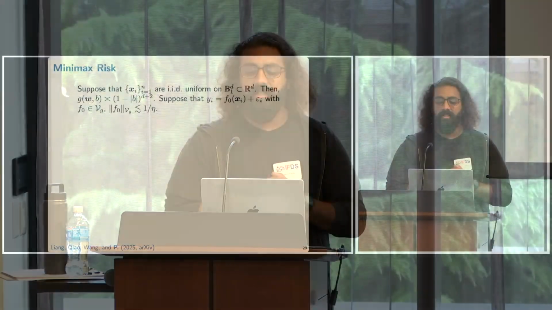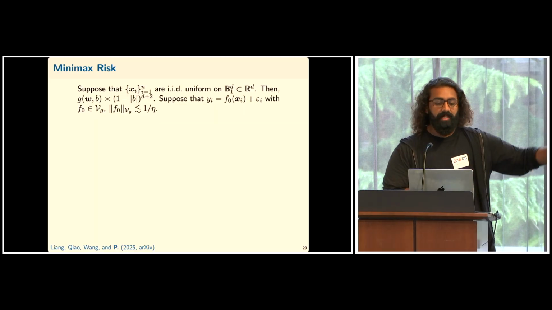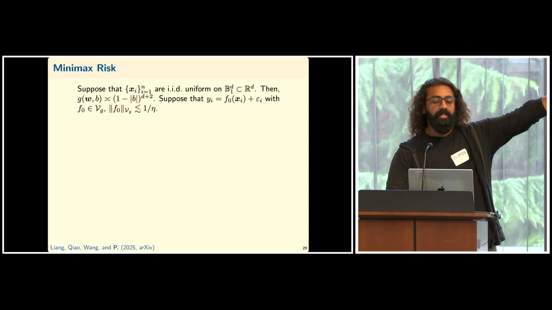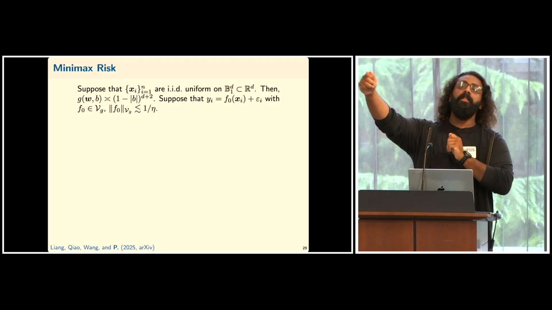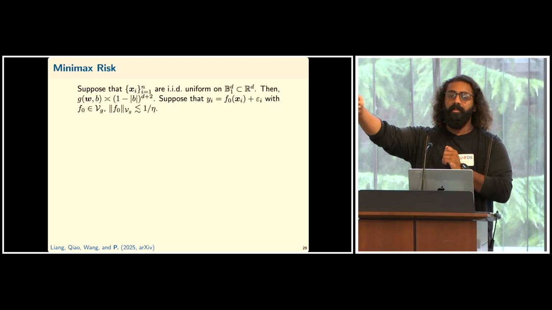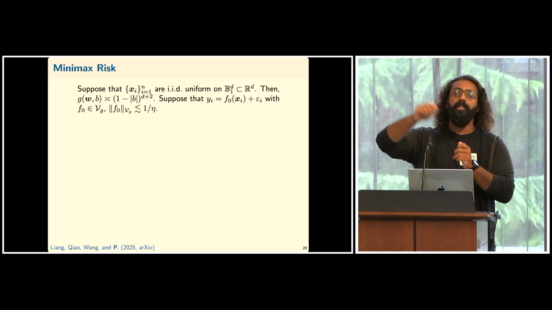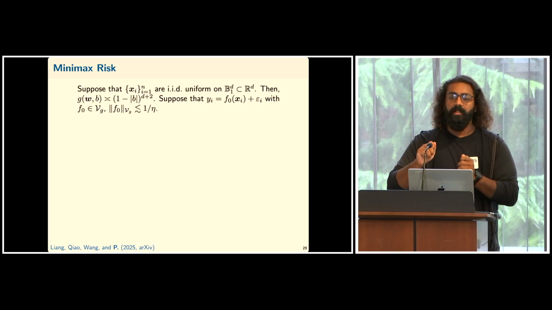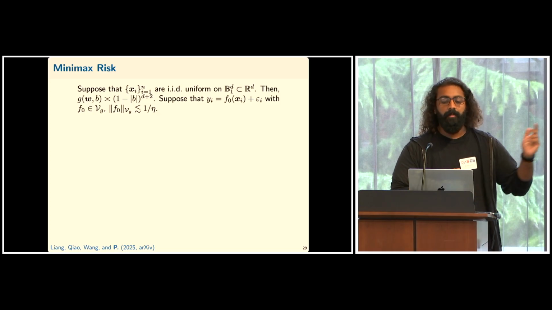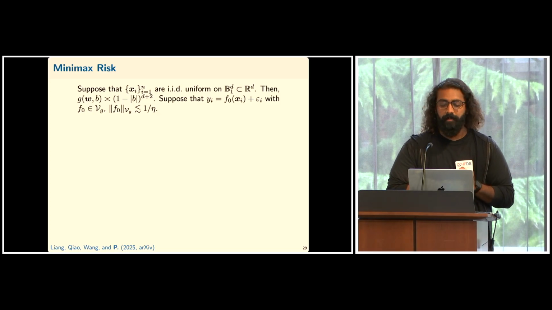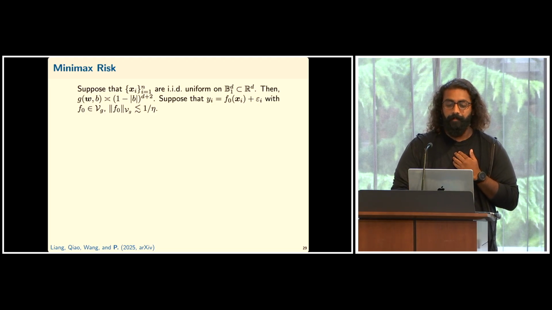So again, now we can look at the minimax risk. Let's suppose our x's are IID uniform on the unit ball. In this case, you can show that g essentially looks like 1 minus the norm of b to the power d plus 2. So if you have a ReLU near the boundary, this is going to penalize it not very much compared to a ReLU that's near the middle. And again, we'll be in this non-parametric regression scenario where we see y equals f of x plus noise, and now f is going to be in this weighted variation space, V sub g.